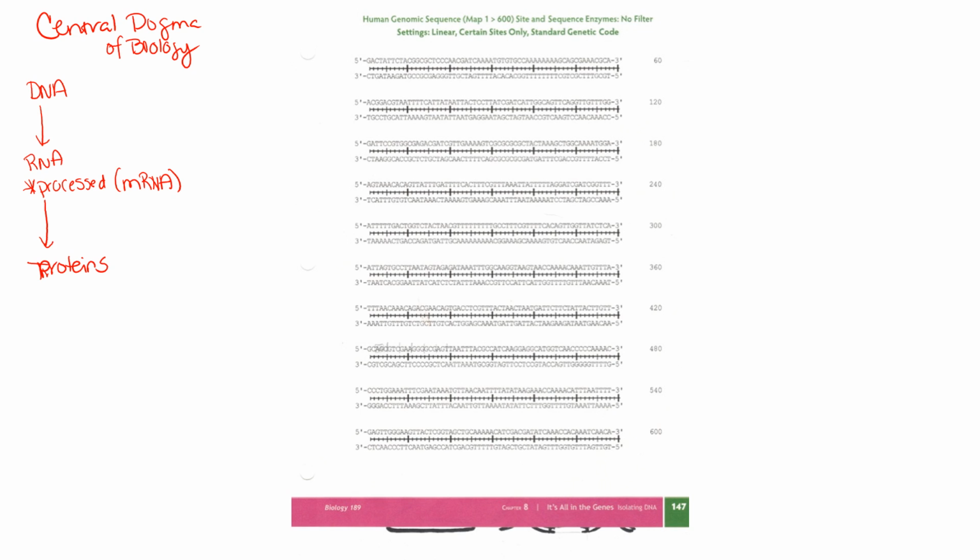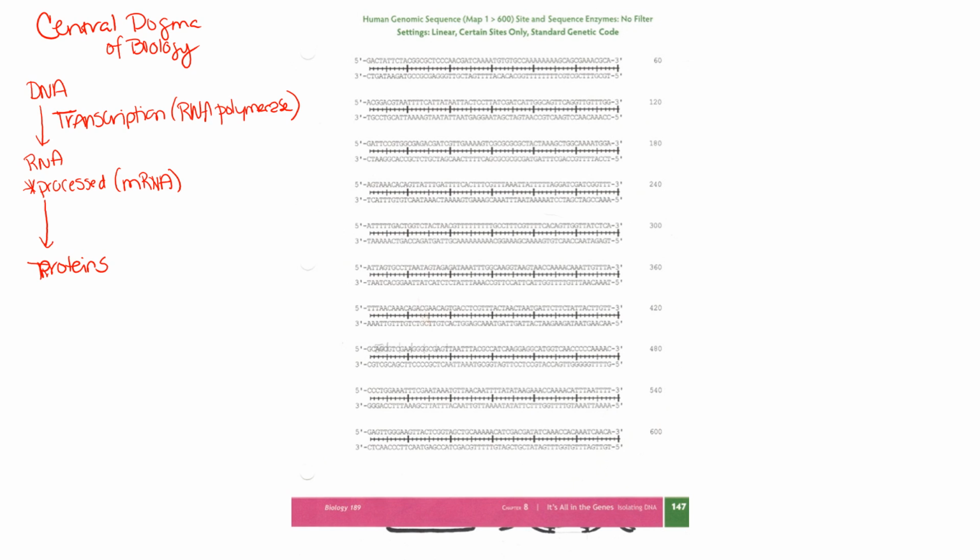So DNA is used as directions to make RNA. RNA is used as directions to build proteins. The process of using DNA in order to make RNA is known as transcription. And then the machine that is responsible for doing transcription is known as RNA polymerase. So RNA polymerase is going to make our RNA.